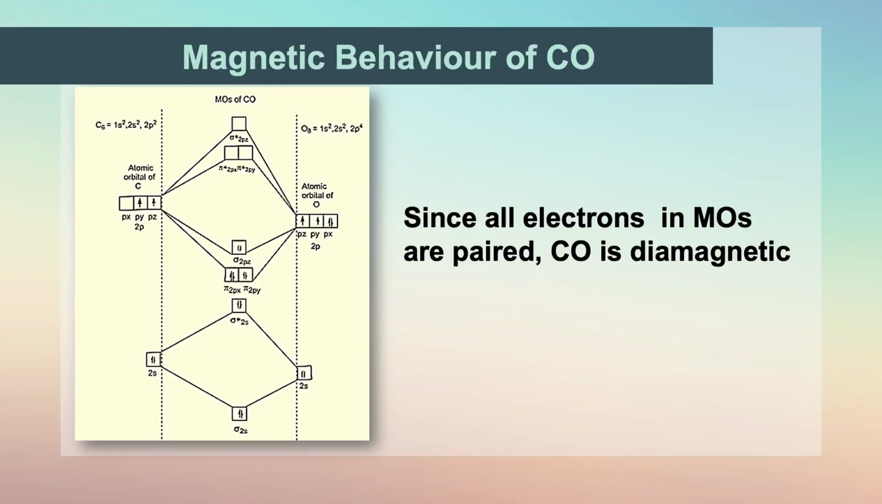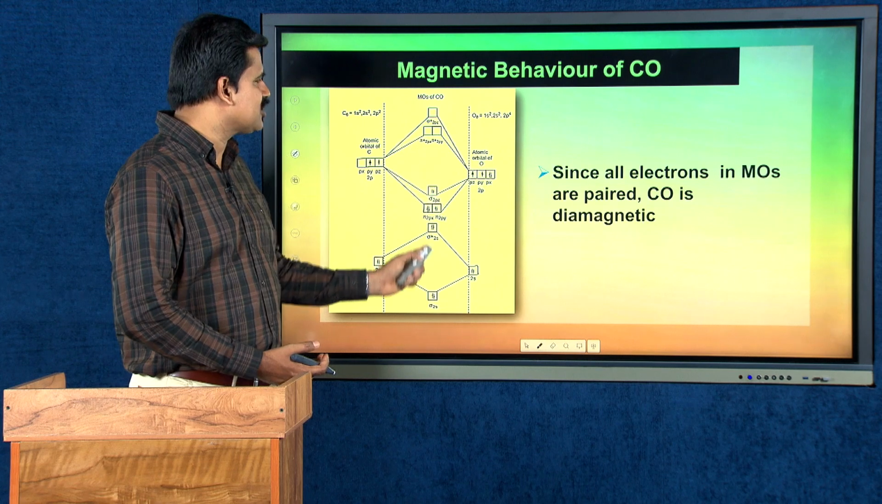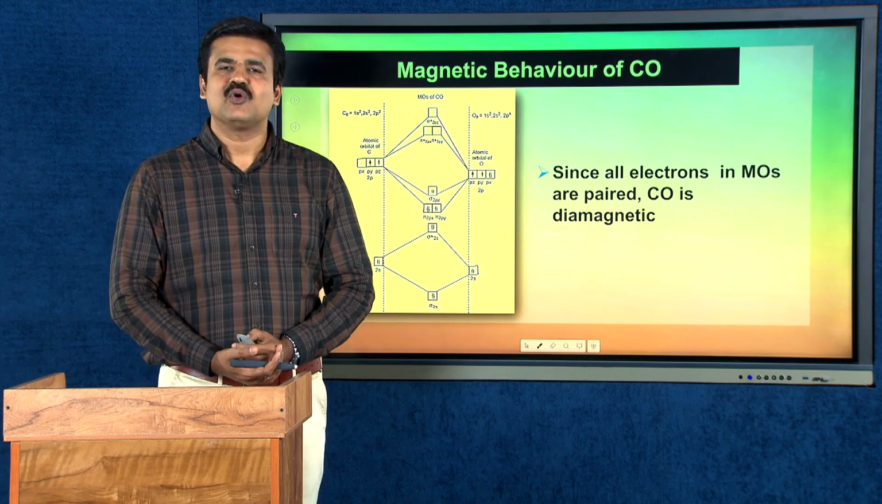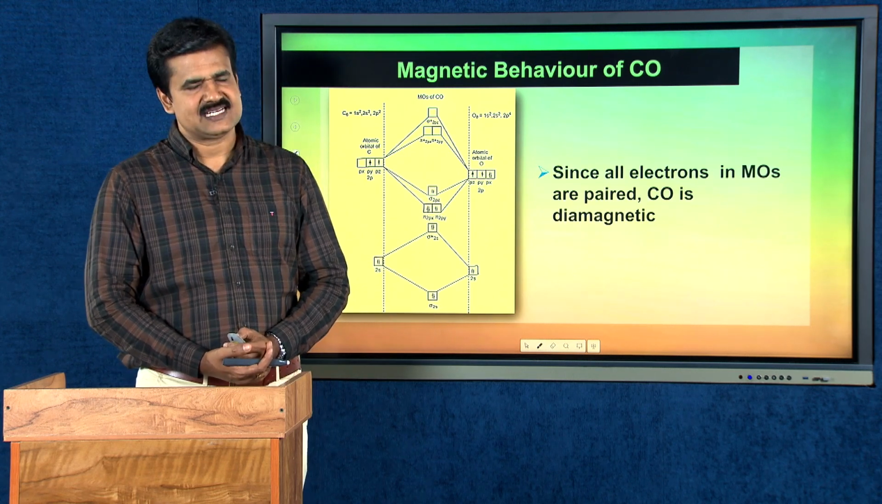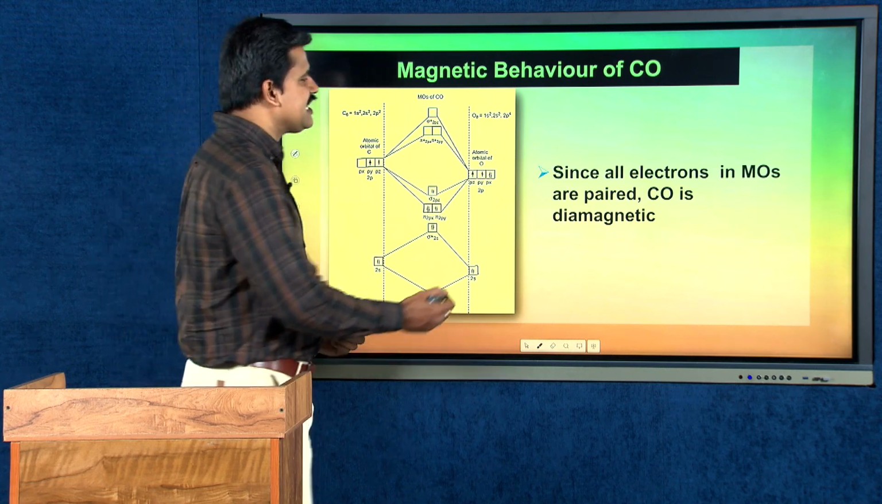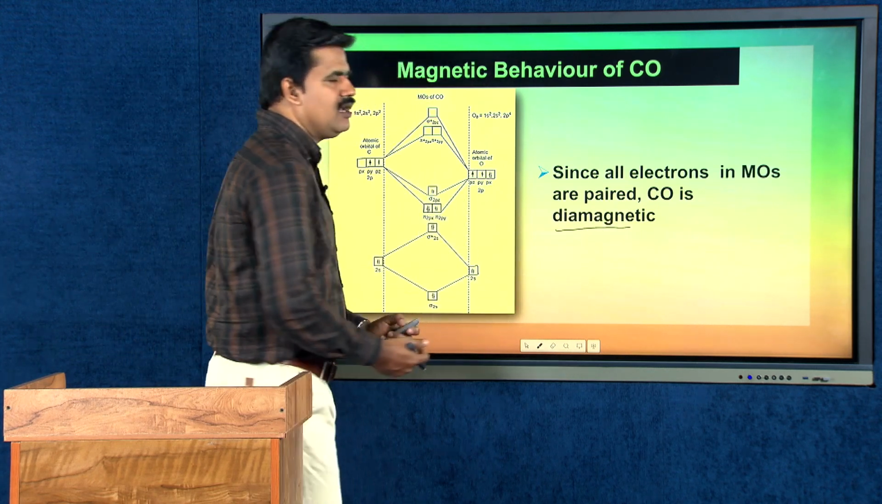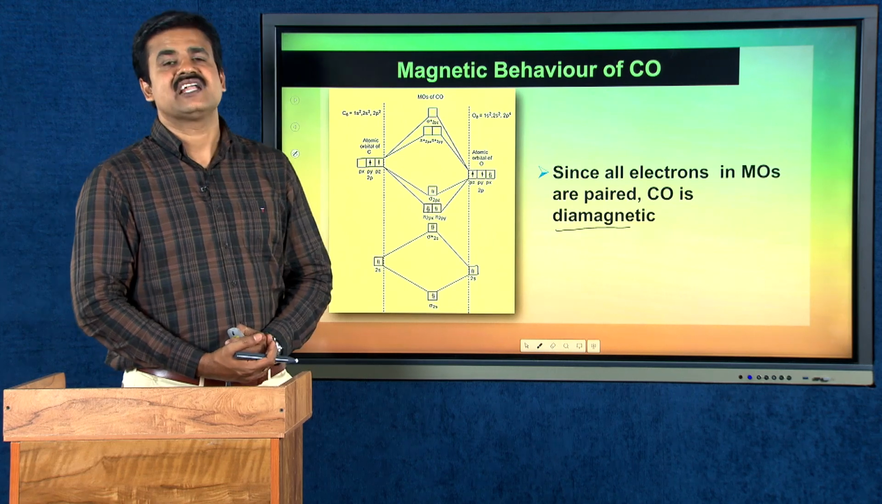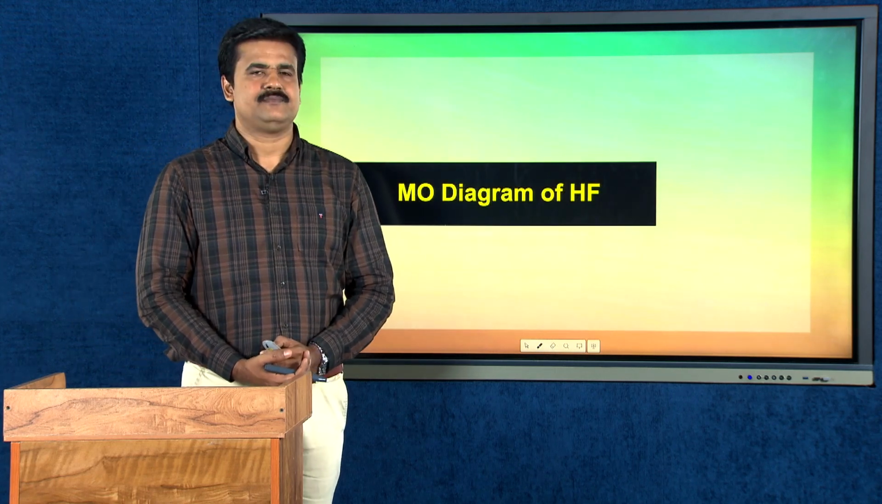This is the MO configuration, and on careful look at the molecular orbitals, you can find out whether there are unpaired electrons or not. It is very clear that all the electrons are paired in the molecular orbitals of carbon monoxide. Thus we can say that the carbon monoxide molecule is diamagnetic in nature.